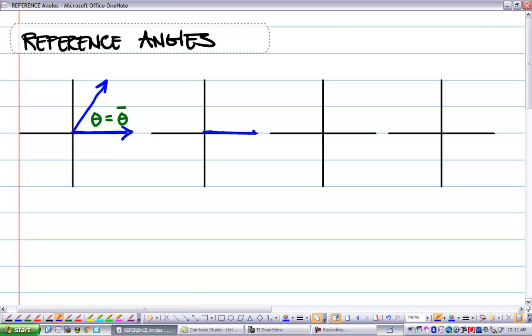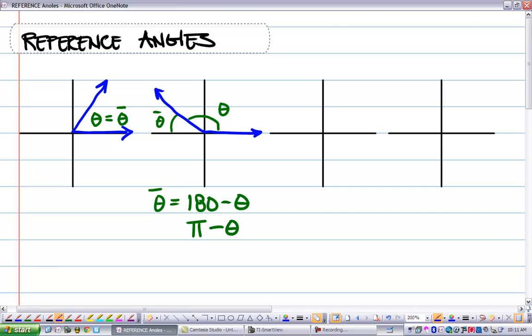In quadrant 2, you have to do a formula. So here's an angle that terminates in quadrant 2. Here is my angle theta. This angle right here, that is my reference angle. So to find that reference angle in quadrant 2, you're going to do 180 minus theta if it's in degrees, or pi minus theta if it's in radians.